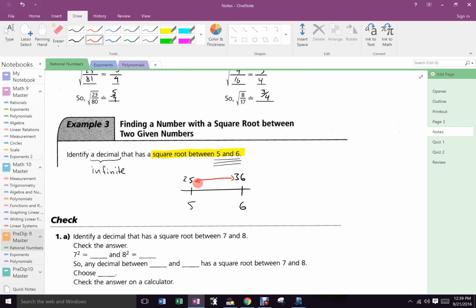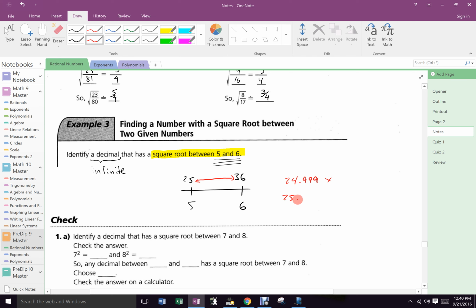35.143697248. The point is that there are endless choices. Now, here's where we have to get technical. Is 24.999 right? No, because that's not 25.